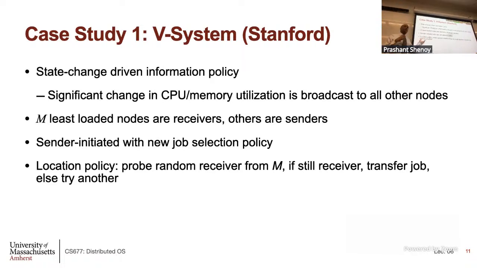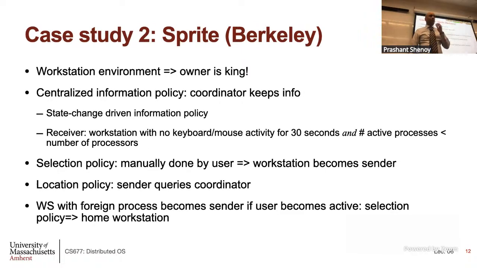Okay? So that's the reason they picked the randomized policy, because this is actually a good thing. You should not do least loaded, because if many senders send you no jobs to run, then you do not have the benefit of being the least loaded anymore. Okay, so that's the V system. We'll talk about another one.